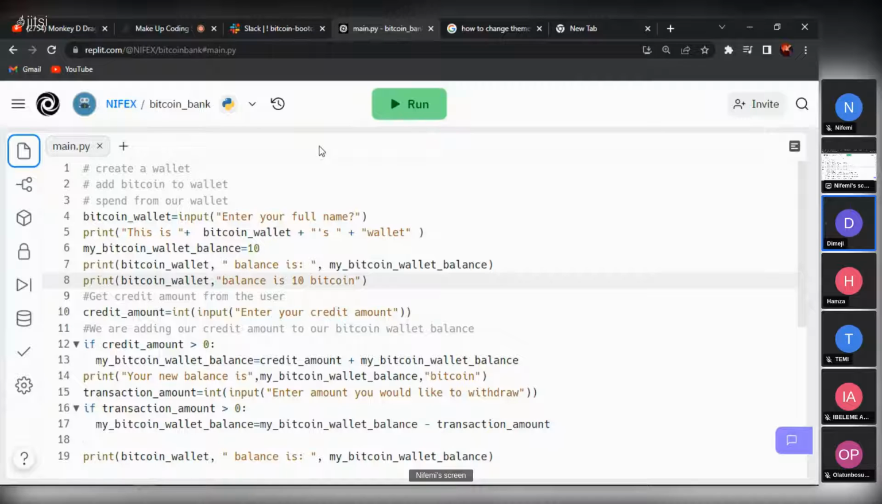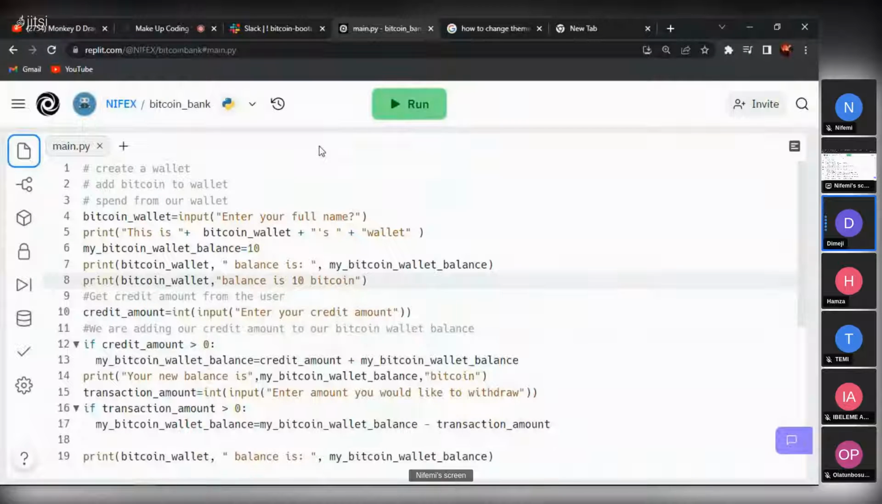Enter your first name. Input is used for doing what, Hamza? Like inputting a command, collecting a value from the user. Do you understand? Yes, sir. Okay, very good. Thank you.